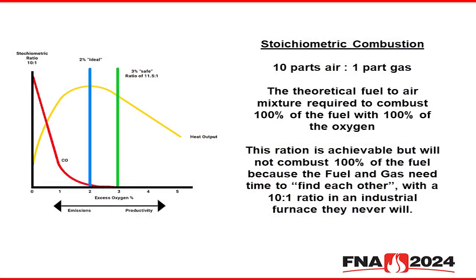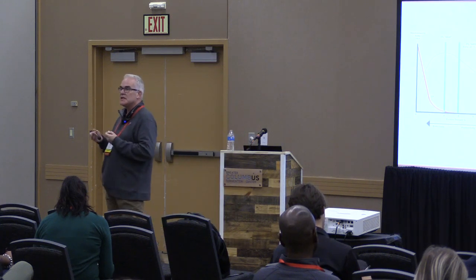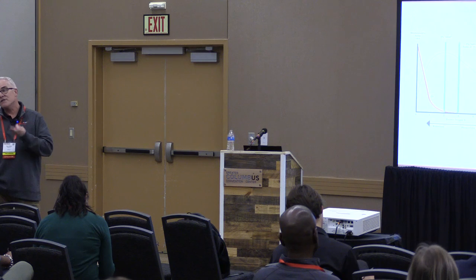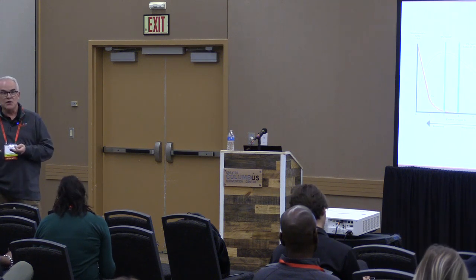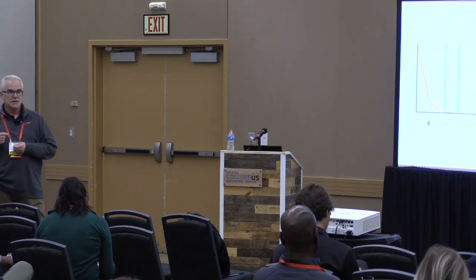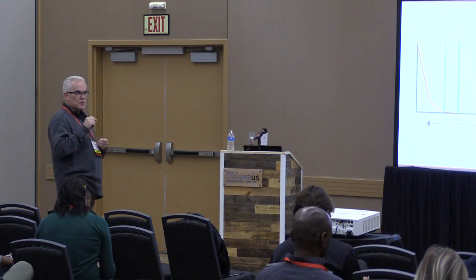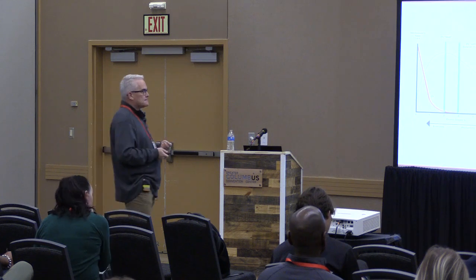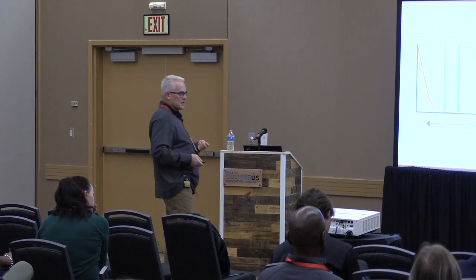Got to have a few graphs. So stoichiometric combustion is 10 parts of air to 1 part gas. That's ideal. That's perfect combustion. But in truth, even if you could set your furnace up 10 to 1, and you can, now you don't have enough air to actually combust all the fuel. For all of the fuel to be burned, it needs to actually get close and rub against some oxygen so it can be consumed. I say here, find each other.